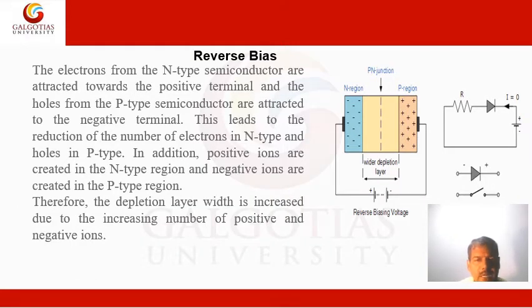The electrons from the N-type semiconductor are attracted toward the positive terminal and the holes from the P-type semiconductor are attracted toward the negative terminal. This leads to a reduction in the number of electrons in the N-type and holes in the P-type. In addition, positive ions are created in the N-type region and negative ions are created in the P-type region. Therefore, the depletion layer width is increased due to the increased number of positive and negative ions, and no current will be flowing during the reverse bias condition in the PN junction.